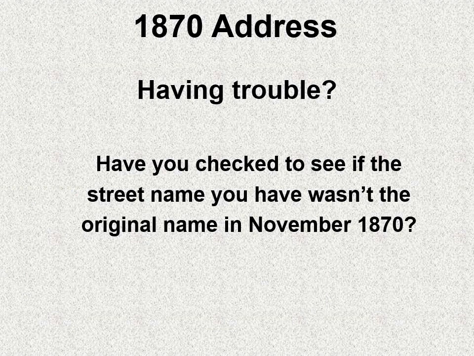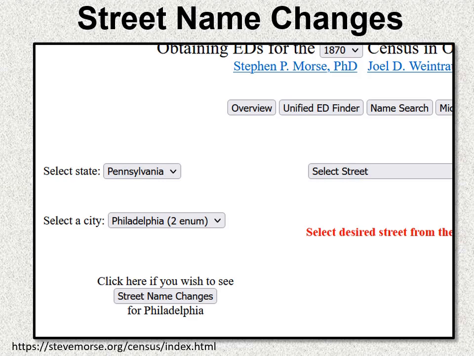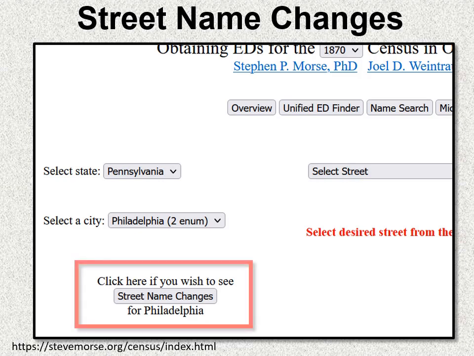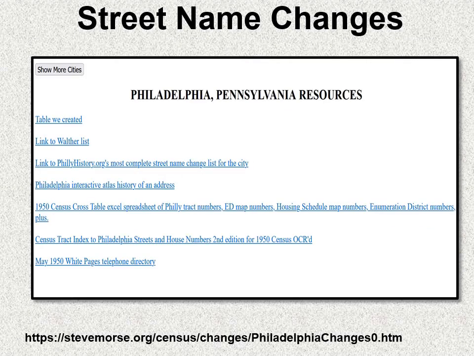Have you checked to see if the street name you have wasn't the original name in November 1870, especially if you're getting your streets from a modern map? Now, you may not have noticed, but on this finder aid, on the bottom left it says click here if you wish to see street name changes for Philadelphia. When you click on that, you get a link to a folder of street name change tables, like so. And I'm going to show you one of these in action.